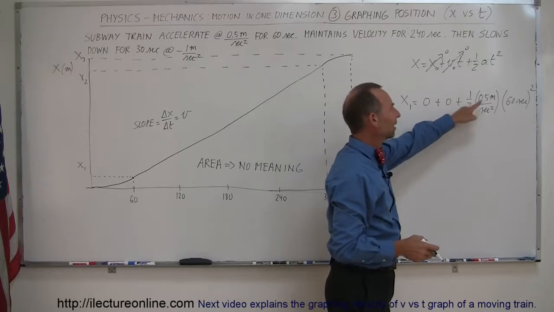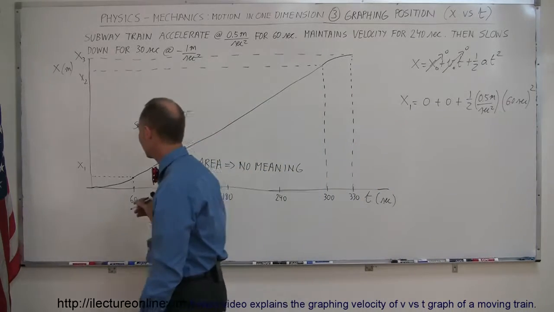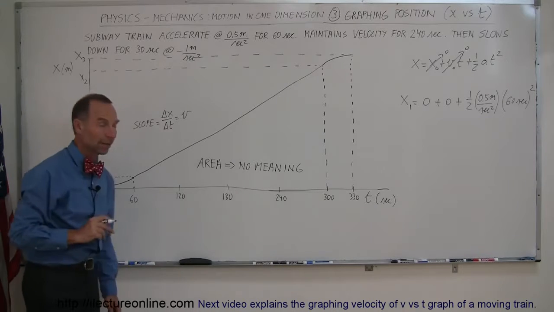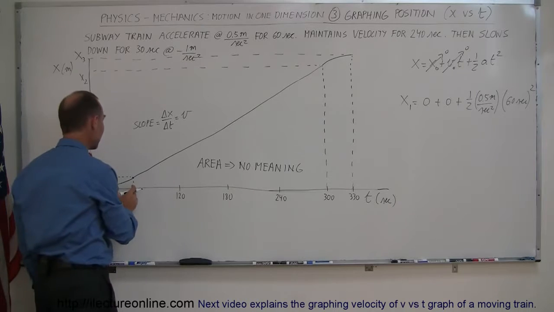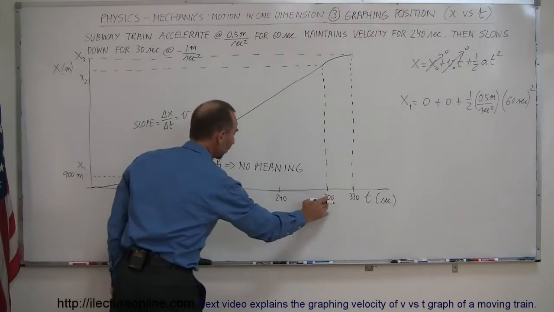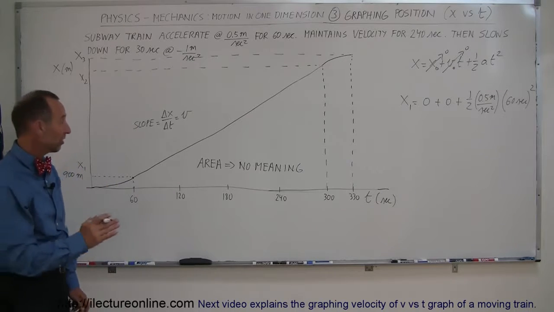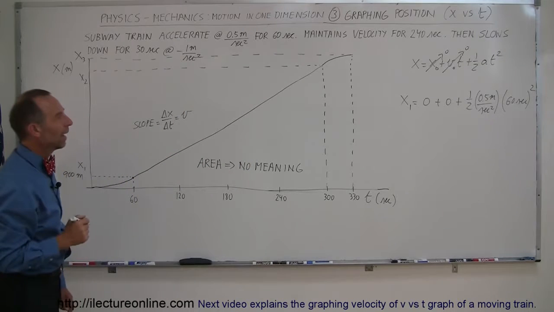Divide by half, and divide by half. So that would be 900. So in the first 60 seconds, the train reached a distance of 900 meters. All right. Now, can we figure out how far the train traveled in the next 240 seconds? Well, in the next 240 seconds, the velocity was not changing. That's why this is a straight line, as straight as I could draw it.